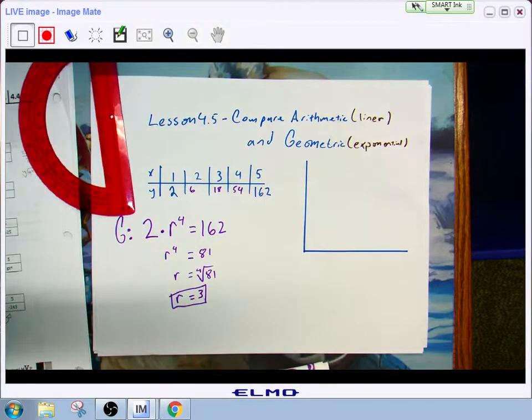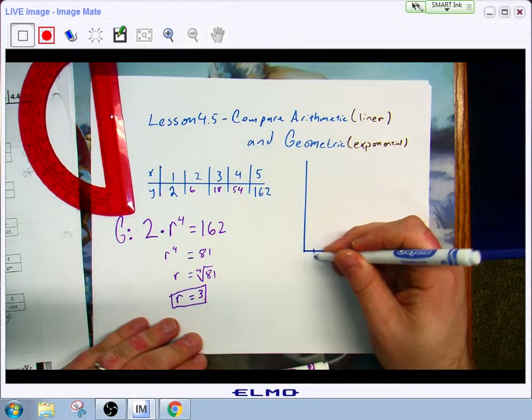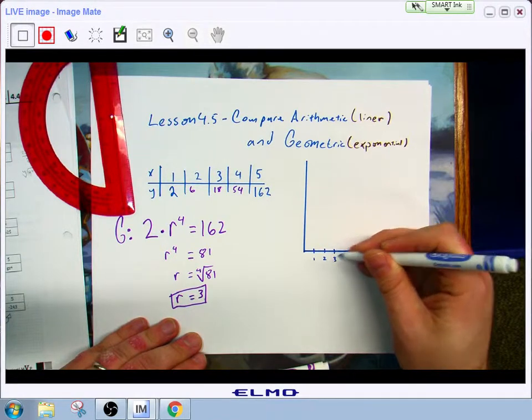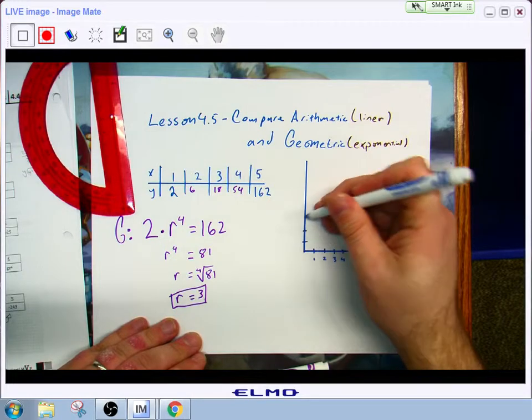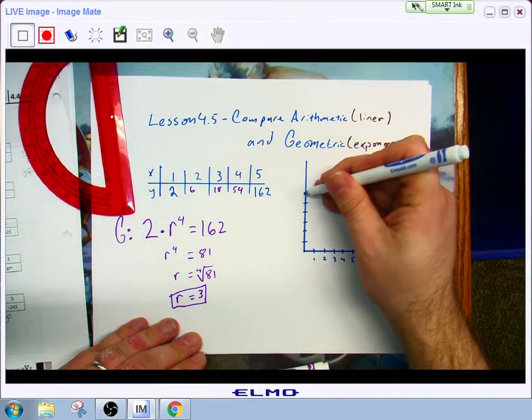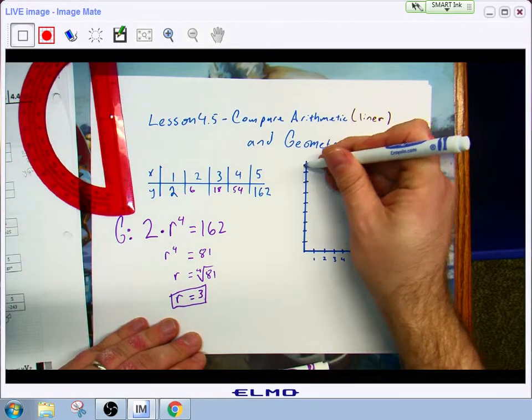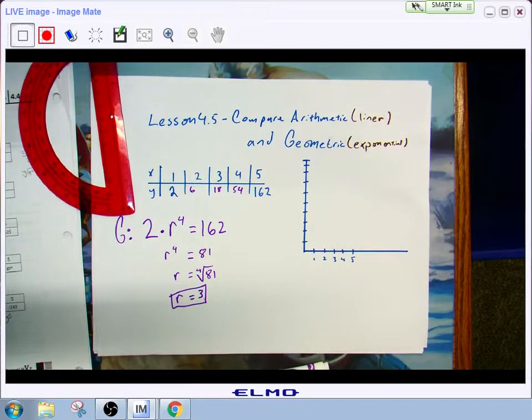If I were to graph this, so I have 1, 2, 3, 4, 5. One thing I want to draw your attention to is the idea of scale. Yeah, Tessa?